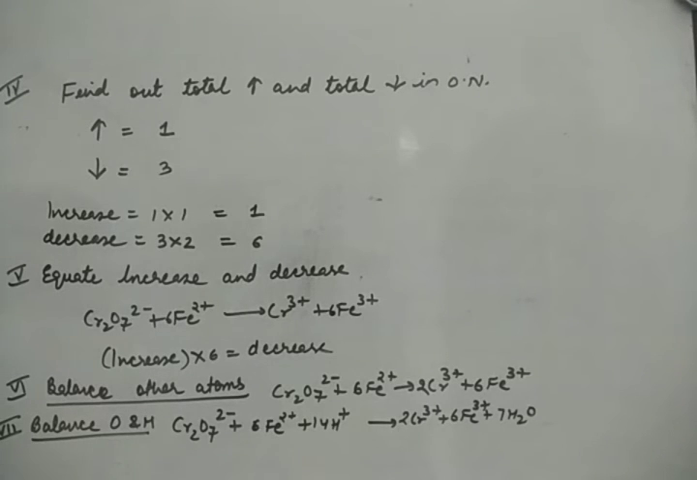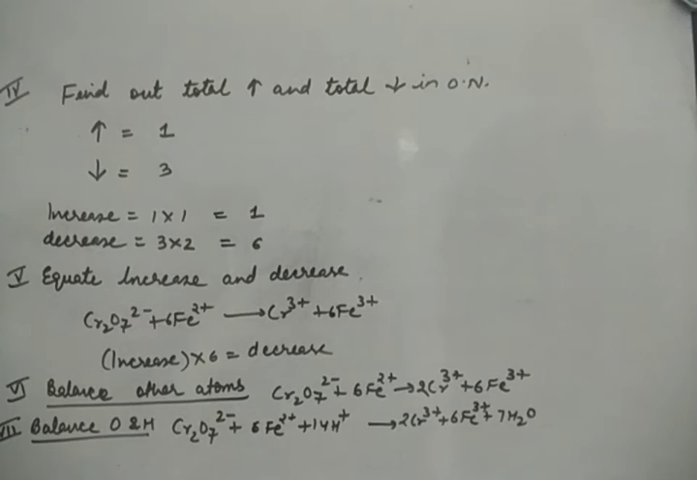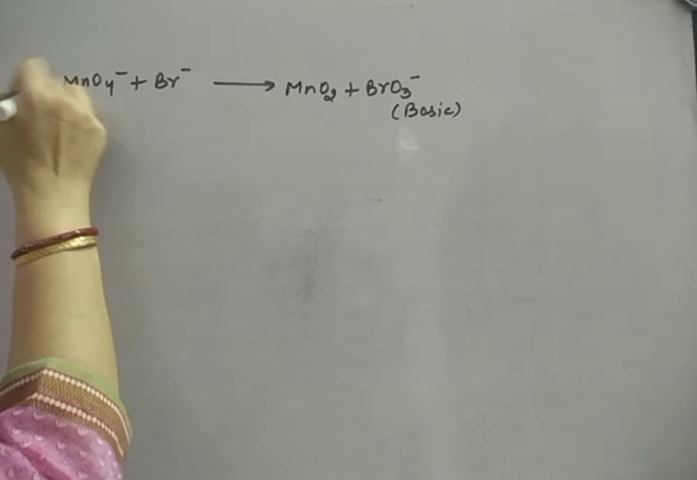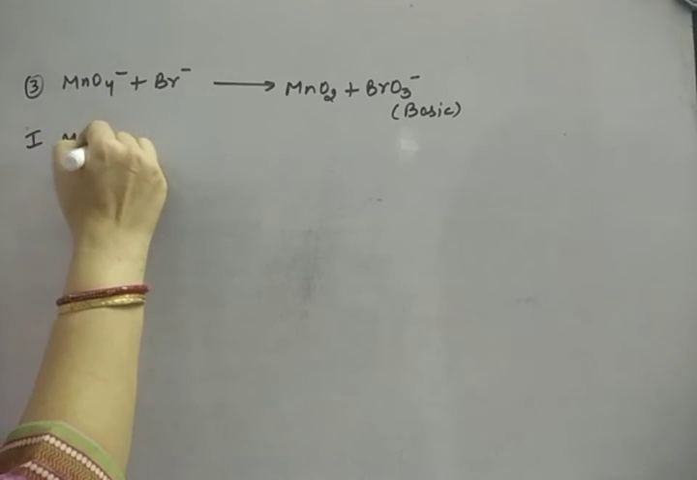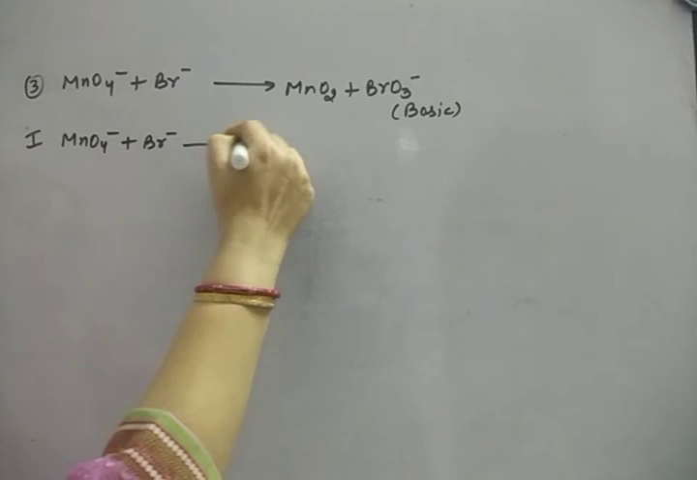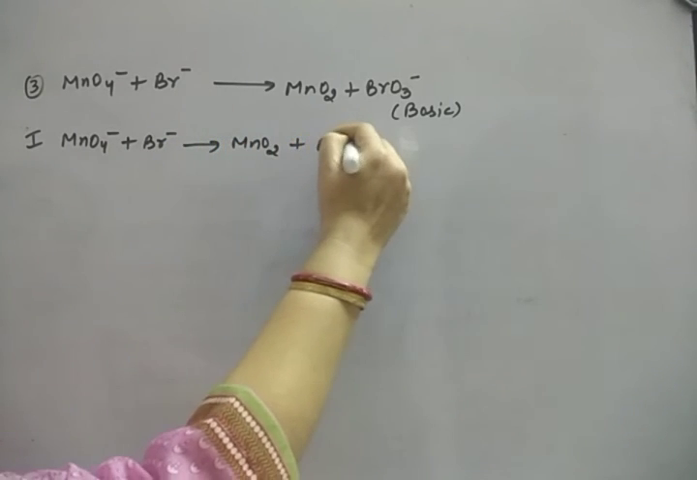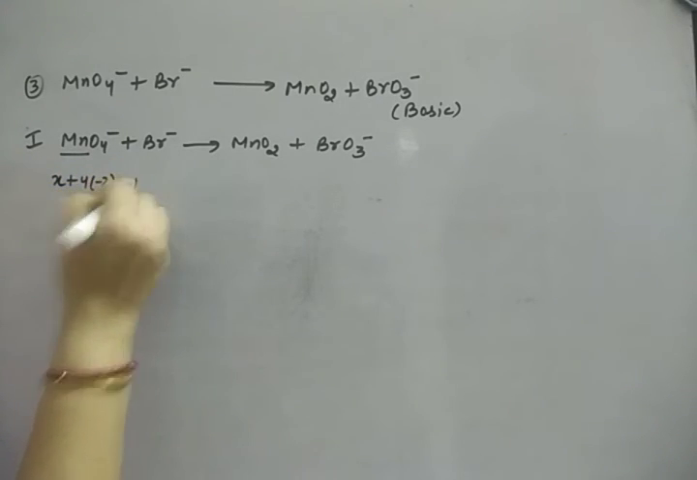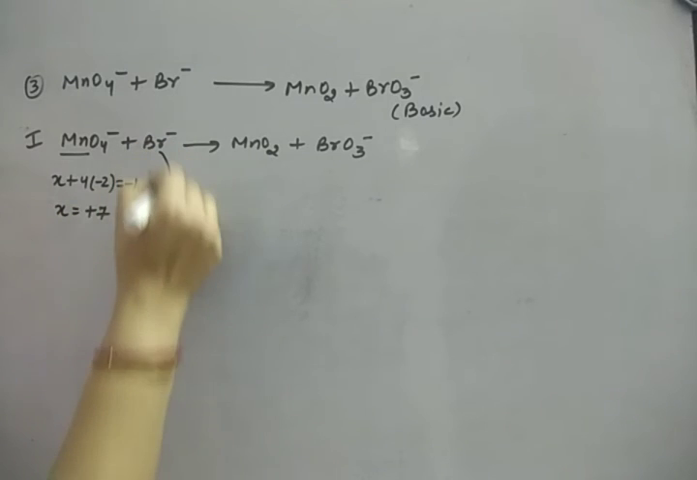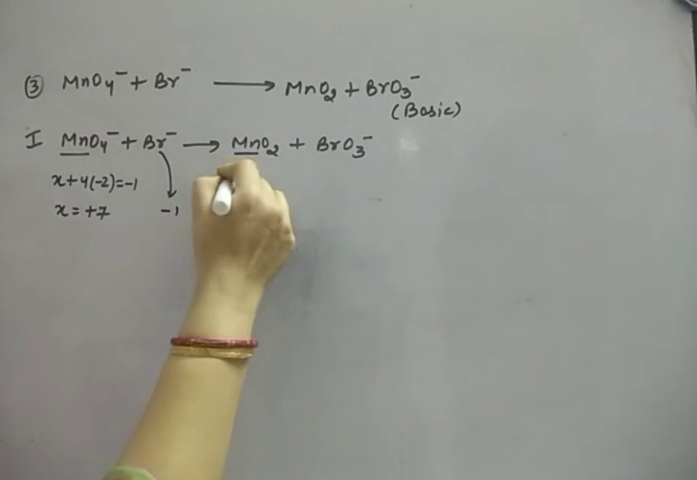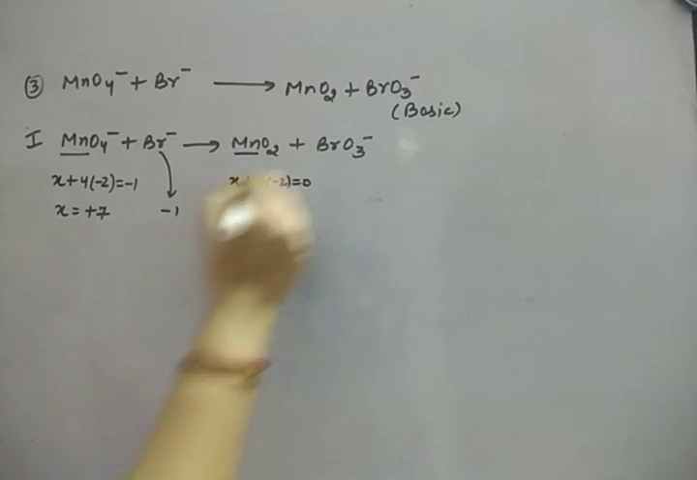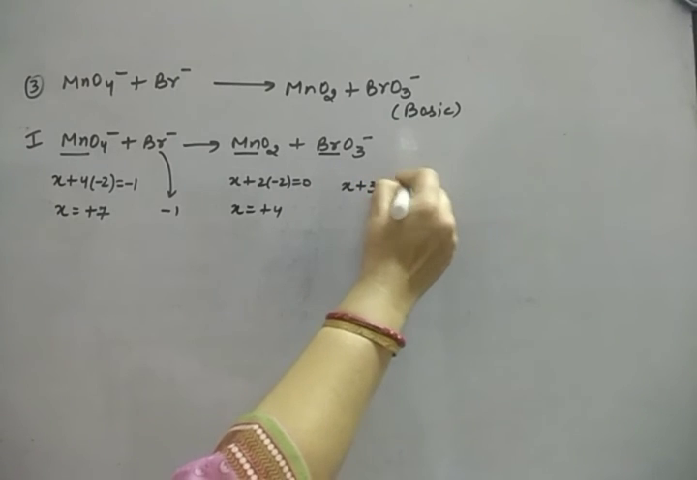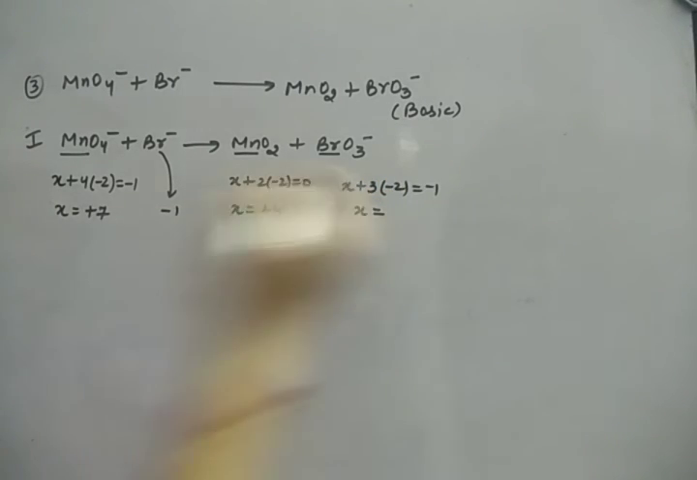Now we'll take few examples of basic medium. Now one example we'll take of basic medium. Okay. So this is my third equation now. Now what is the first step? Calculate the oxidation number of all the atoms. So the process is same. So here I will find for manganese: x plus 4 into minus 2 equal to minus 1. So x equal to plus 7. Here Br is already minus 1. Here Mn is x plus 2 into minus 2 equal to 0. So x equal to plus 4. And here we will calculate for Br: x plus 3 into minus 2 equal to minus 1. So x equal to plus 5.